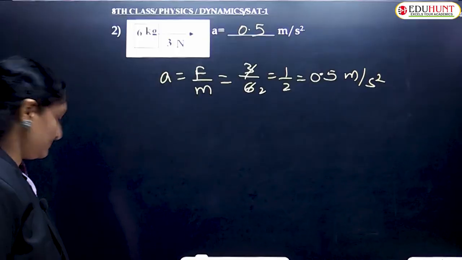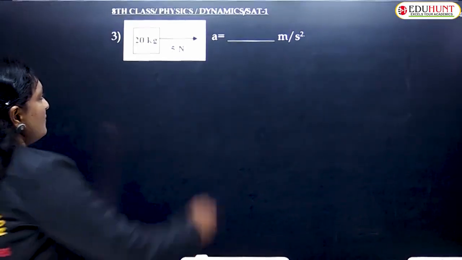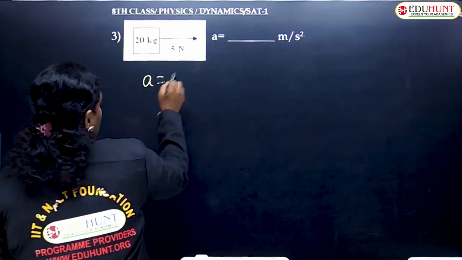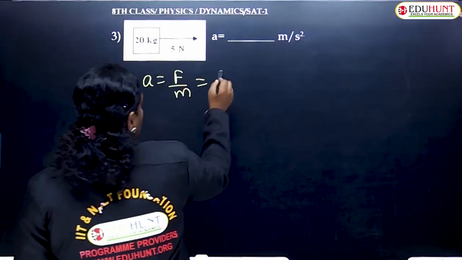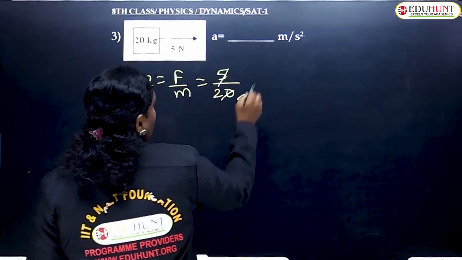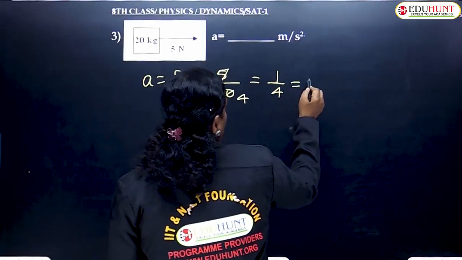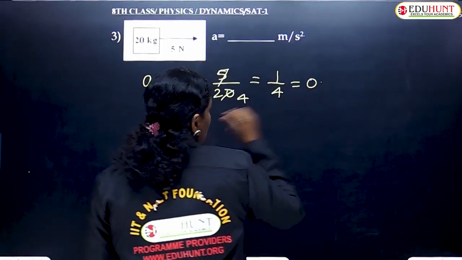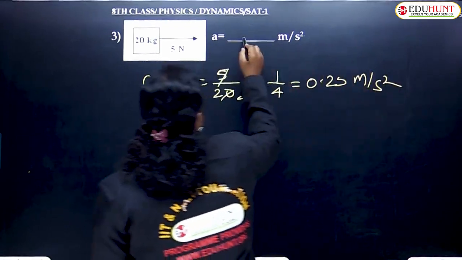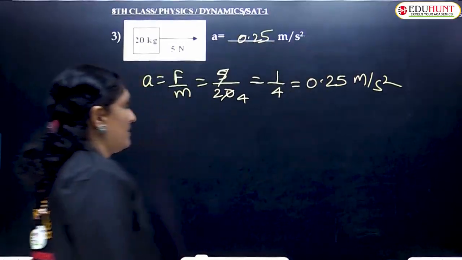Okay, simple. Case 3. Question number 3, how much force given? 5 Newton. Mass given 20 kg. Hence, acceleration is again equal to F by m. Force is 5 Newton and mass is 20 kg. Goes 4 times. So, this is 1 by 4. Acceleration 1 by 4 can be written as 0.25 meter per second square. Hence, answer is 0.25 meter per second square.